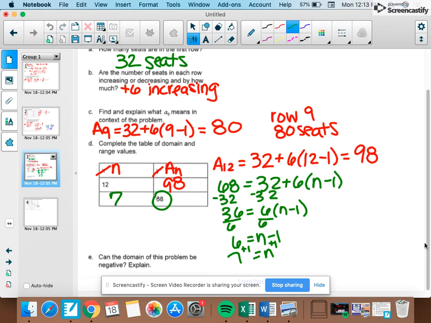And then for this last problem here, can the domain of this problem be negative? No, it can't be because we're talking about seats and rows. Our n is our row number, so rows can't be negative.